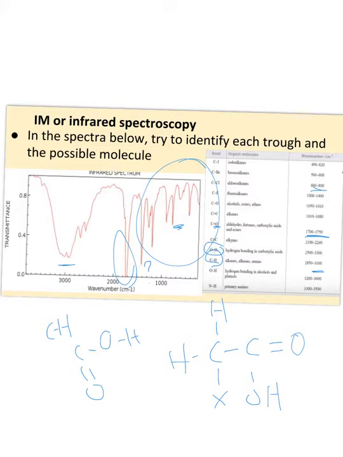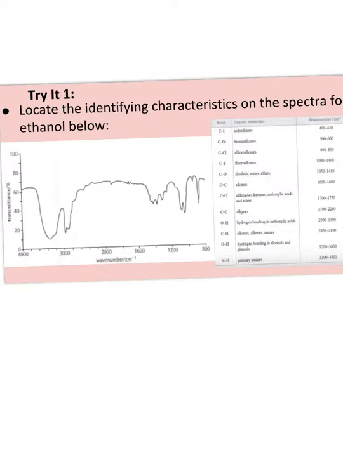Now, that's a little bit difficult and a little ambitious and more than they will expect you to do. The more likely question you'll get from IB is to locate the identifying characteristics on the spectra for ethanol below. Well, first I need to know what ethanol looks like. It's got 2 carbons and an alcohol, or a hydroxyl functional group. That means it also has 5 hydrogens single bonded to the carbon. So I've got a couple things to look for.